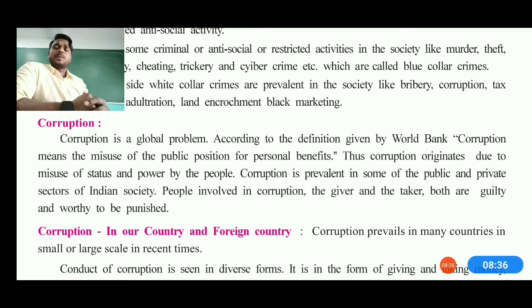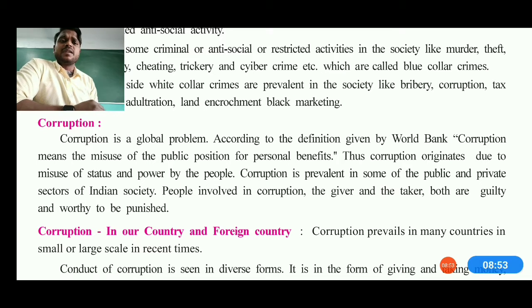Now see, corruption is a global problem. Obviously, it's a global problem. According to the definition given by the World Bank, corruption means the misuse of a public position for personal benefit. Thus, corruption originates due to the misuse of status and power by people.